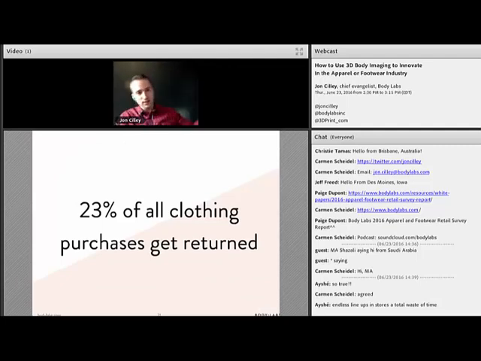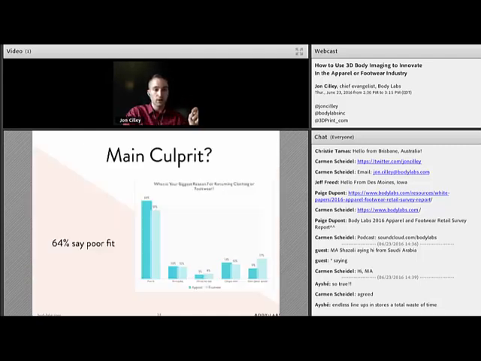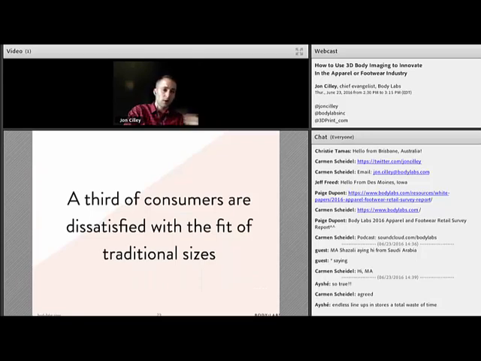Now, you take all of this into account, and what we still found is that 23% of clothing purchases still in fact get returned. And the main culprit, unsurprisingly, is that 64% of those people blame poor fit. 57% blame poor fit related to footwear. And when you factor all this in, you see where I'm going with this. A third of consumers are dissatisfied with the fit of traditional sizes.